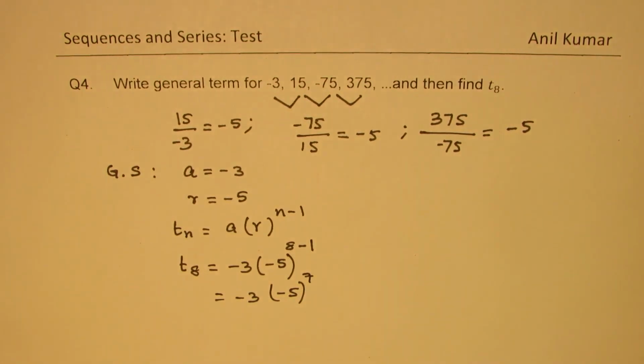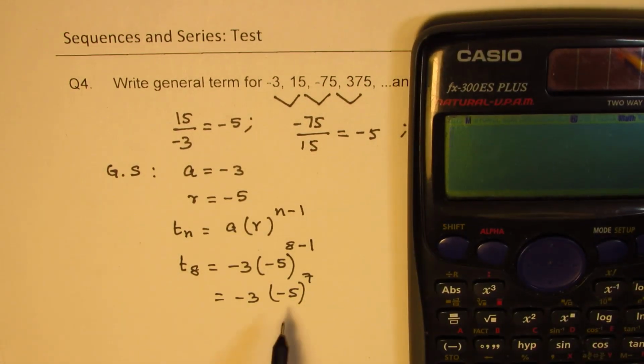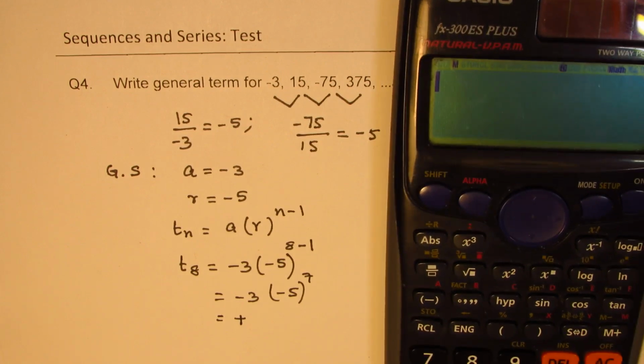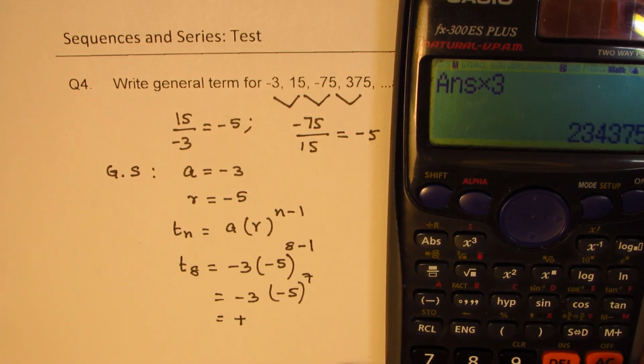So let's use calculator to figure this out. We know this is going to be negative, and negative times negative is going to be positive. So let's write positive here. So we'll do 5 to the power of 7 and then multiply this by 3. So we get a very big number, which is 234375. So that's the number which we get.